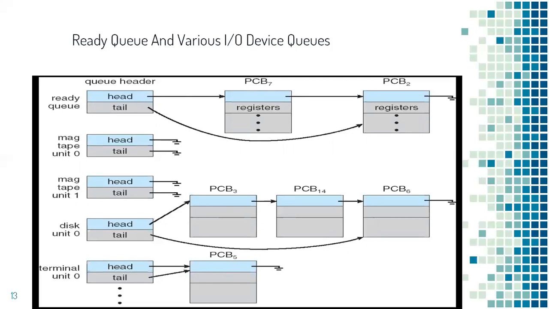So like ready queue, there are many other queues like magnetic tape queues, disk queue, terminal unit queue. Terminal unit can be input-output devices like monitor, keyboard, etc. So in the disk unit queue, there are 3 processes, process 3, 14 and 6. Terminal unit, there is only one process waiting, process 5.